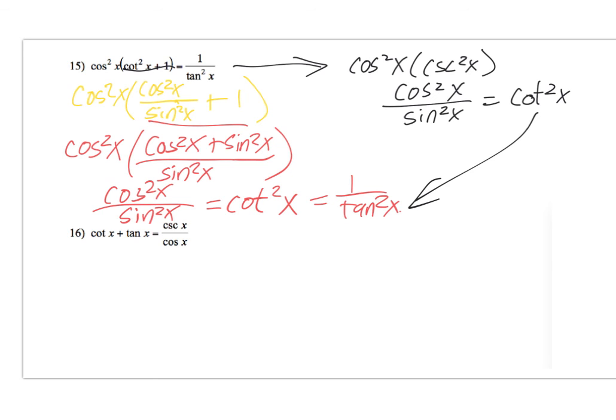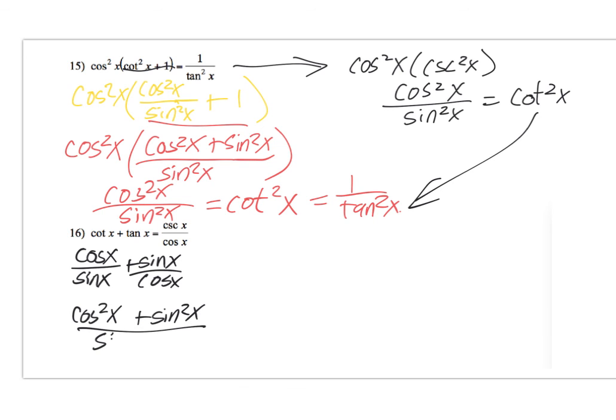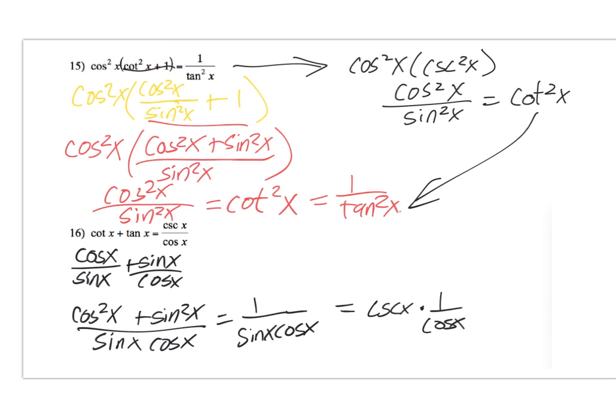Okay, for this last one, looks like some common denominators again. Here we're going to have cosine x over sine x plus sine x over cosine x. When I do that, I get cosine squared x plus sine squared x over sine x cosine x. That's going to be 1 over sine x cosine x. 1 over sine x is the same thing as cosecant of x, and that's times 1 over cosine x, which is the same thing we have here. That'll be it for our review.